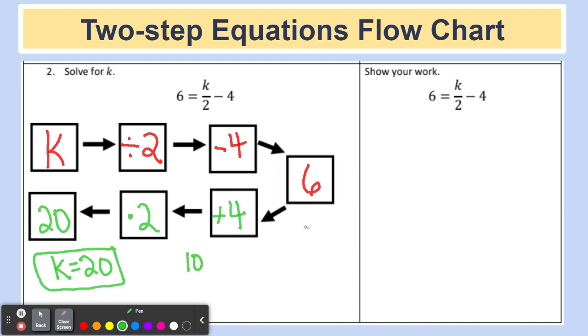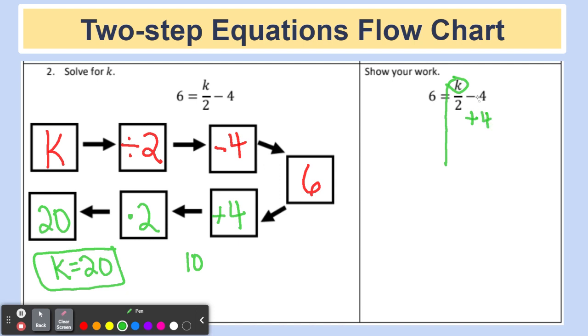We can also solve this equation using our classic algebra. So we can separate the left and the right side of the equation, and we know that we want to get our variable by itself. Our variable here is k. So we need to undo the operations that are happening to k. So first we'll undo our subtraction. So we'll undo minus 4 with plus 4.